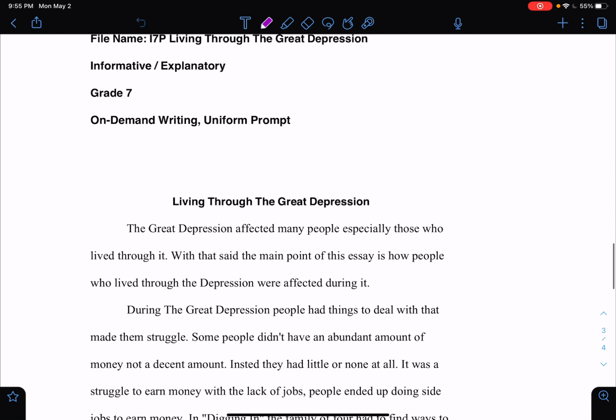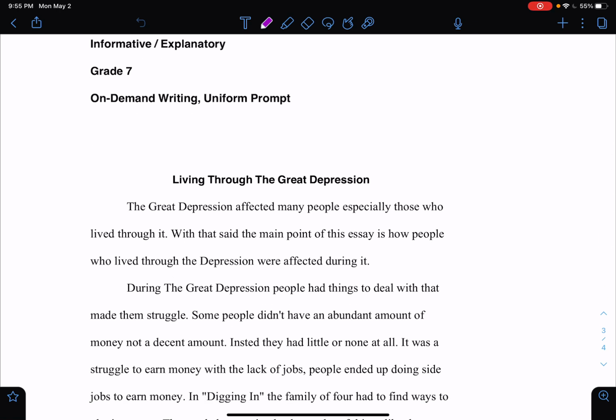So here, this person is writing about the Great Depression that happened in the 1920s and 30s in the United States. "The Great Depression affected many people, especially those who lived through it. With that said, the main point of this essay is how people who lived through the Depression were affected during it." I think this is a weak introductory paragraph, right? I would have talked about what the Great Depression was, and that you learn from the sources. And then they could have talked about the reasons. They could have talked about how it impacted people.